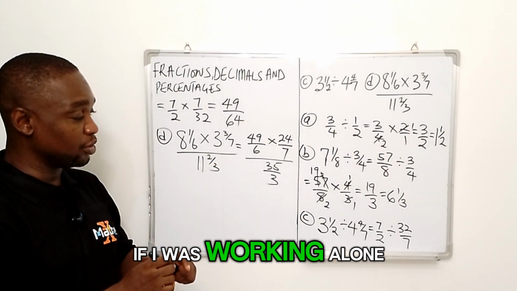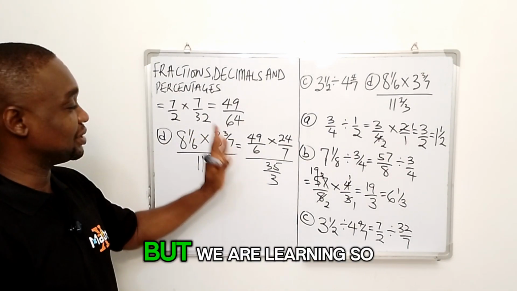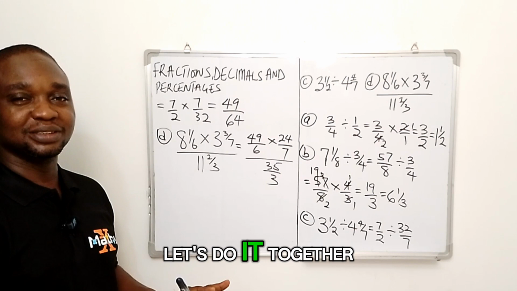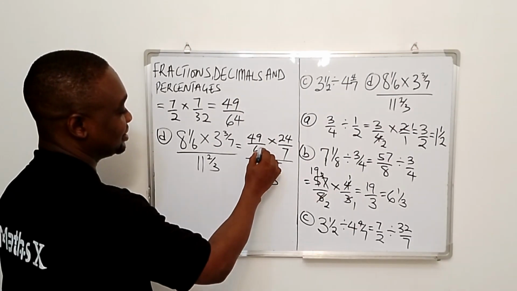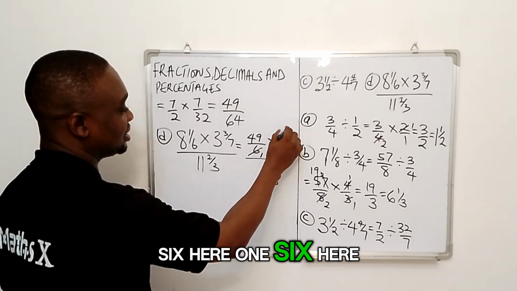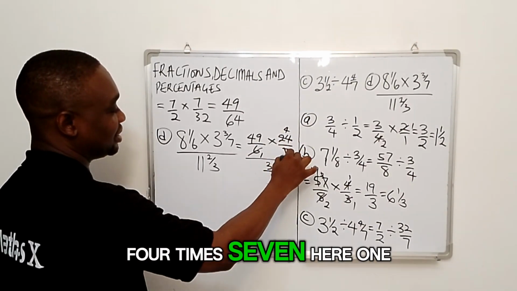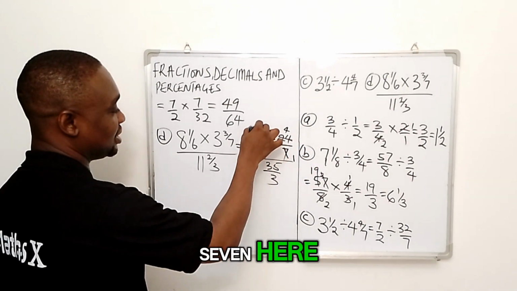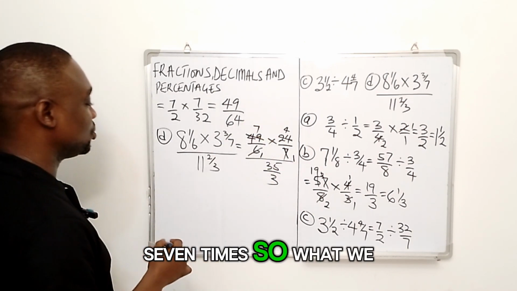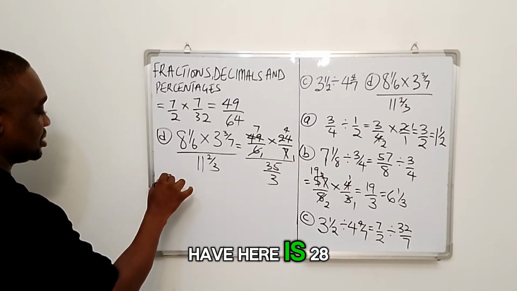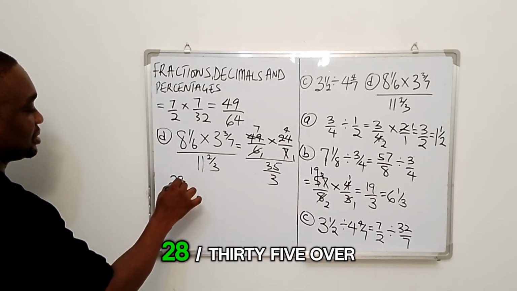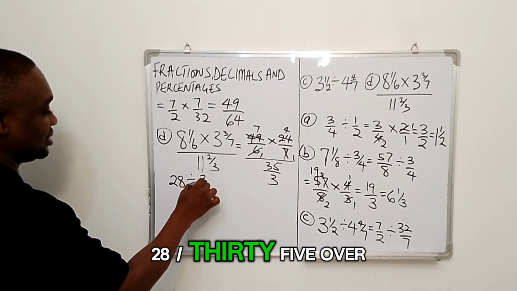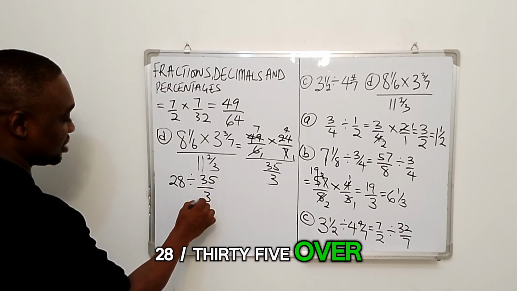If I was working alone, I would have finished this math since, but we are learning. So let's do it together so that we can all learn together. 6 here, 1; 6 here, 4 times. 7 here, 1; 7 here, 7 times. So what we have here is 28 divided by 35 over 3.